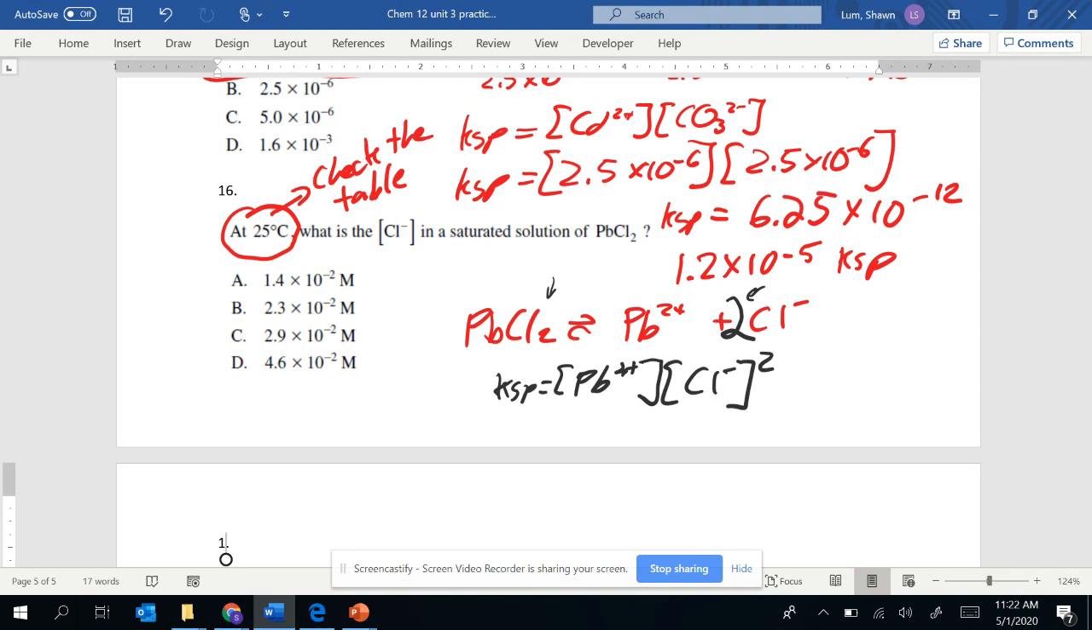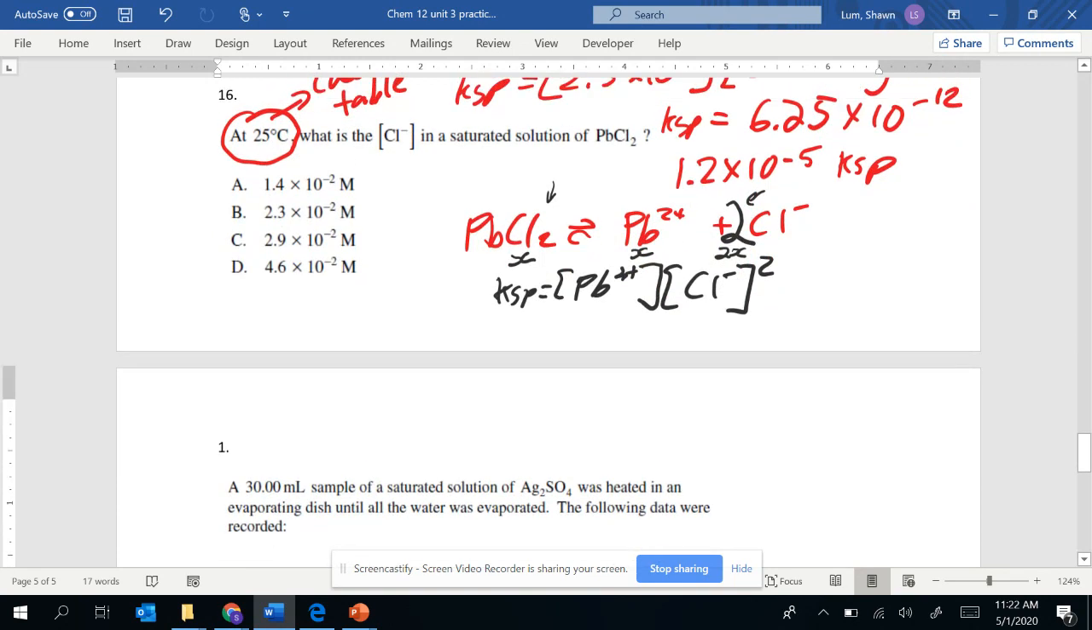anything else out. But what it's going to be is that if we had PbCl2, it's going to be a 1 to 1 to 2 ratio. We don't know the concentration of PbCl2, so it's going to be an X to X to 2X ratio. Okay. So I might write some stuff down here. But it's going to be an X to X to 2X ratio.